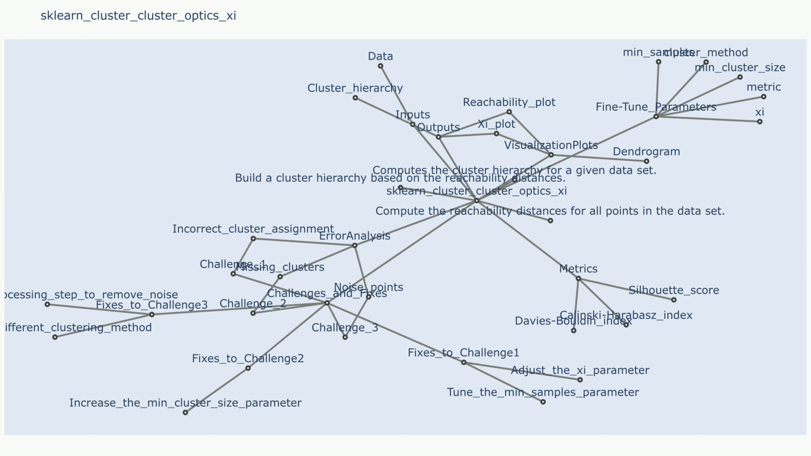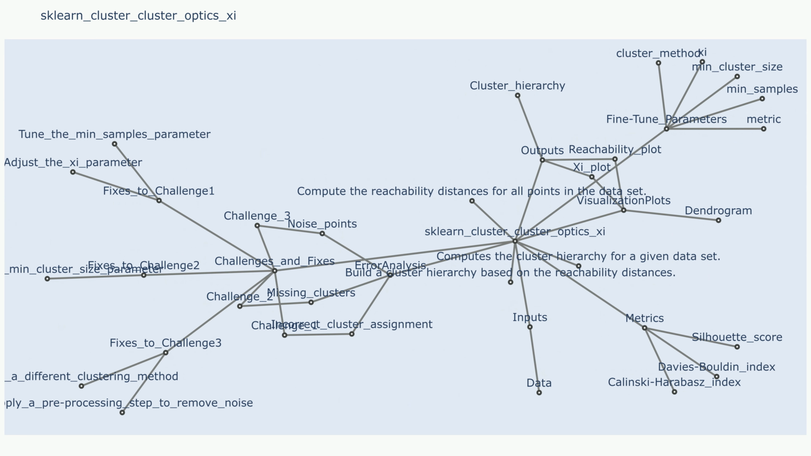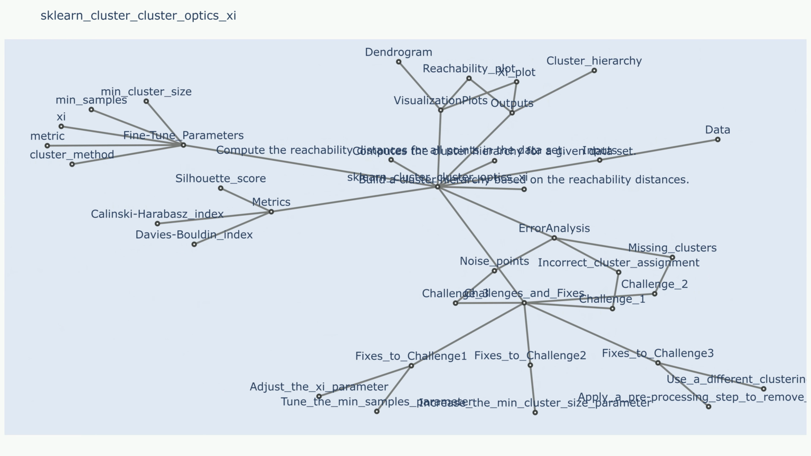metric. This parameter defines the distance metric used to measure the similarity between data points. Common metrics include Euclidean distance, Manhattan distance, and cosine similarity. cluster_method. This parameter defines the method used to identify clusters within a reachability plot. Outputs. xi. This is a 1D array containing the xi values for each data point.